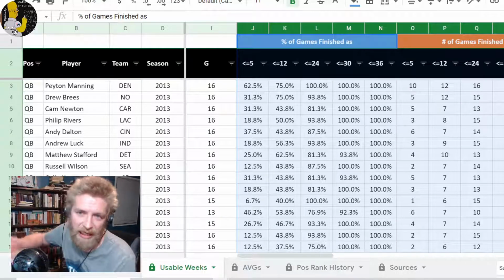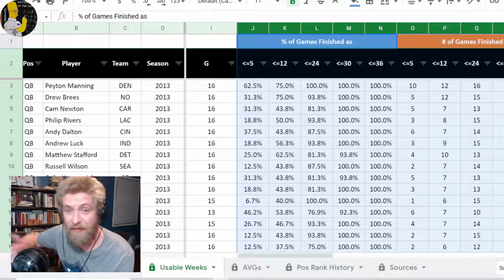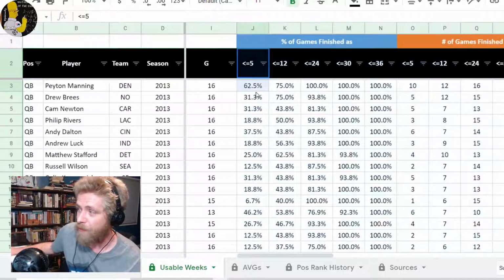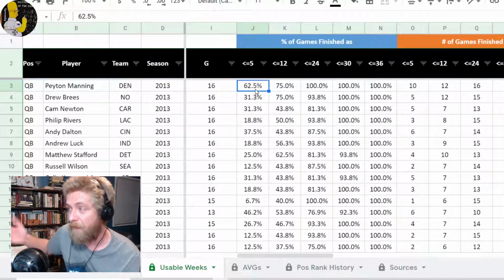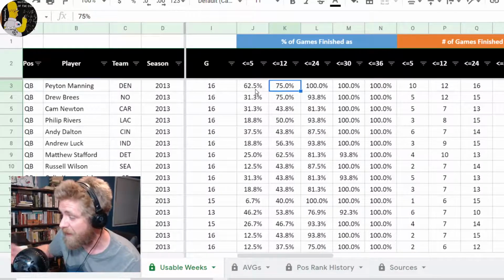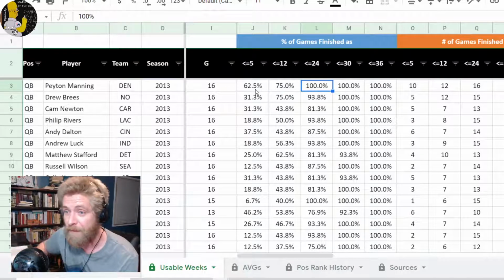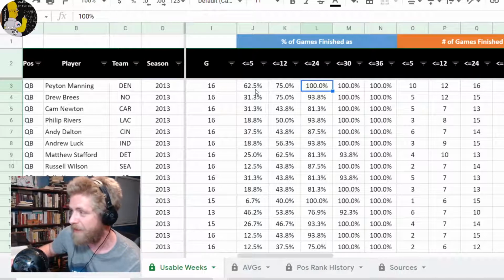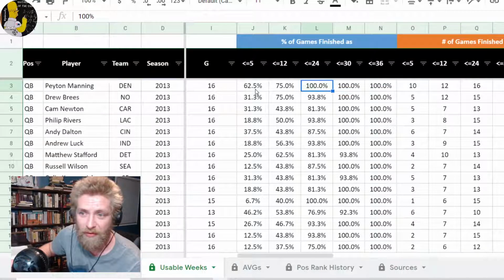But I just used the games that they played. For the percentage of the games that Peyton Manning played, he was in the top 5 62.5% of the time. He's in the top 12 75% of the time. In the top 24, he never had a game outside the top 24 as long as he was playing in 2013, which is no surprise, and so the other percentages follow on from that.